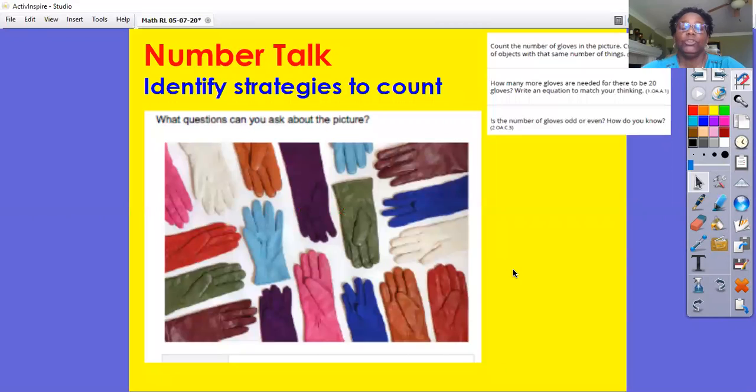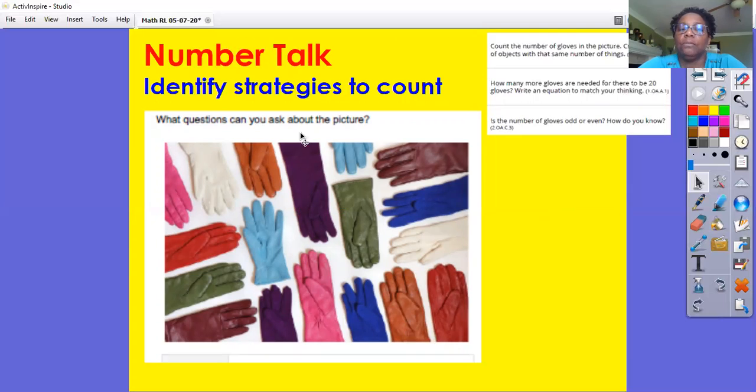Great, great. You could say, how many gloves are there? How many are facing downward? How many are blue? What other questions do you come up with? All right. So what we're going to do is we're going to count these gloves. How are we going to do that? Think about that.